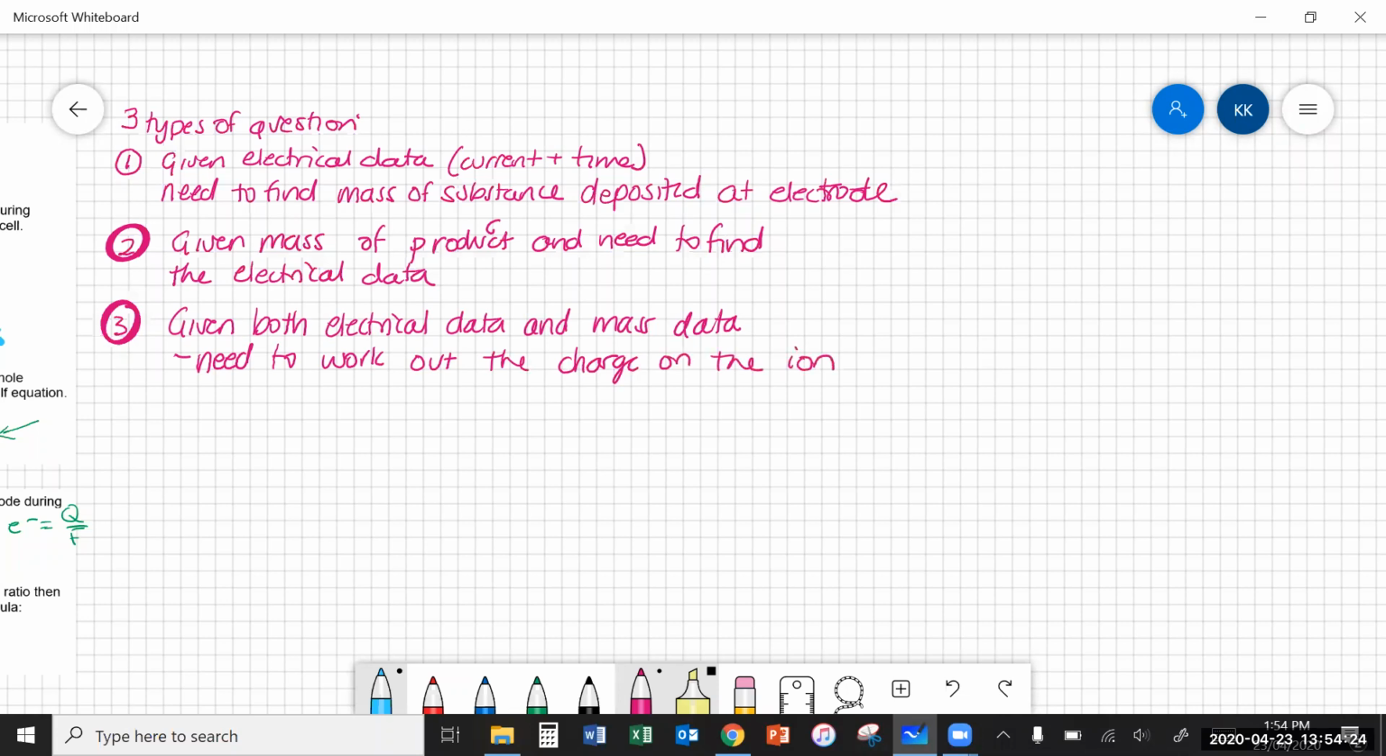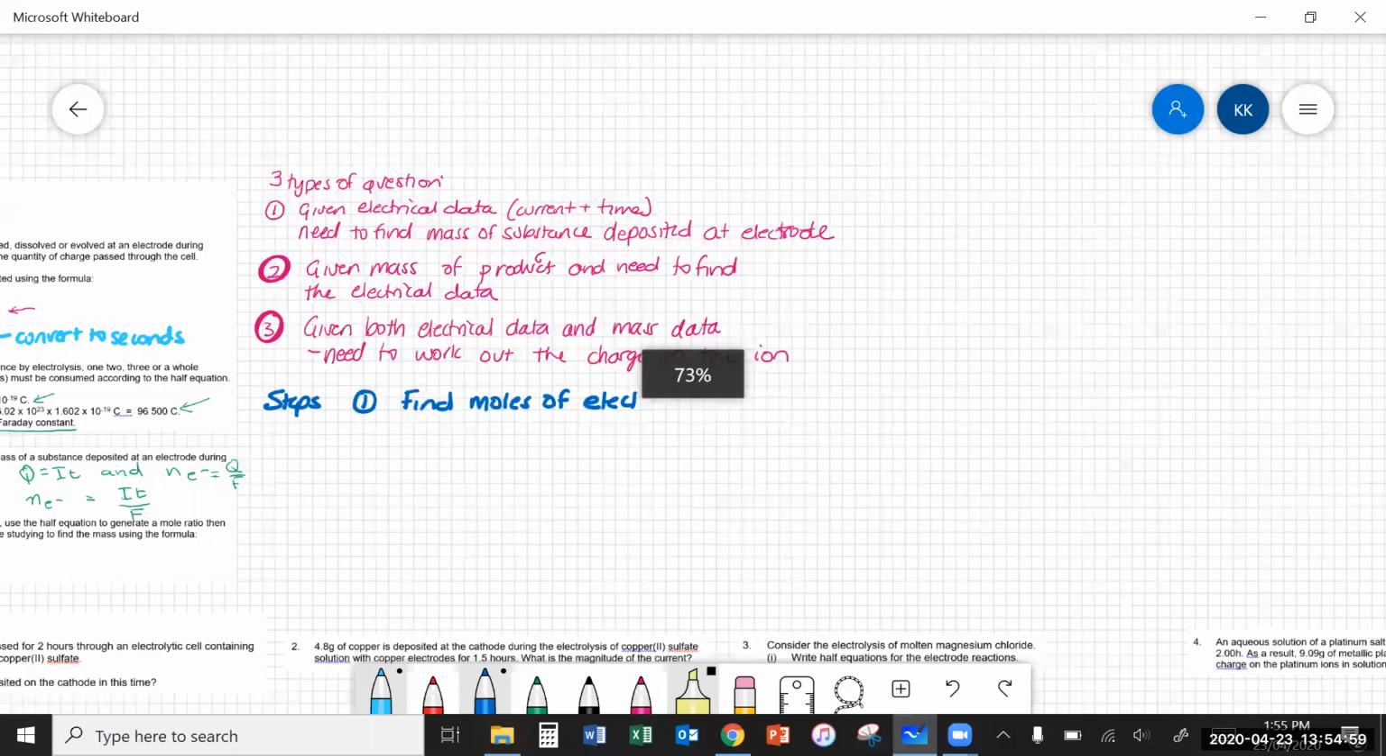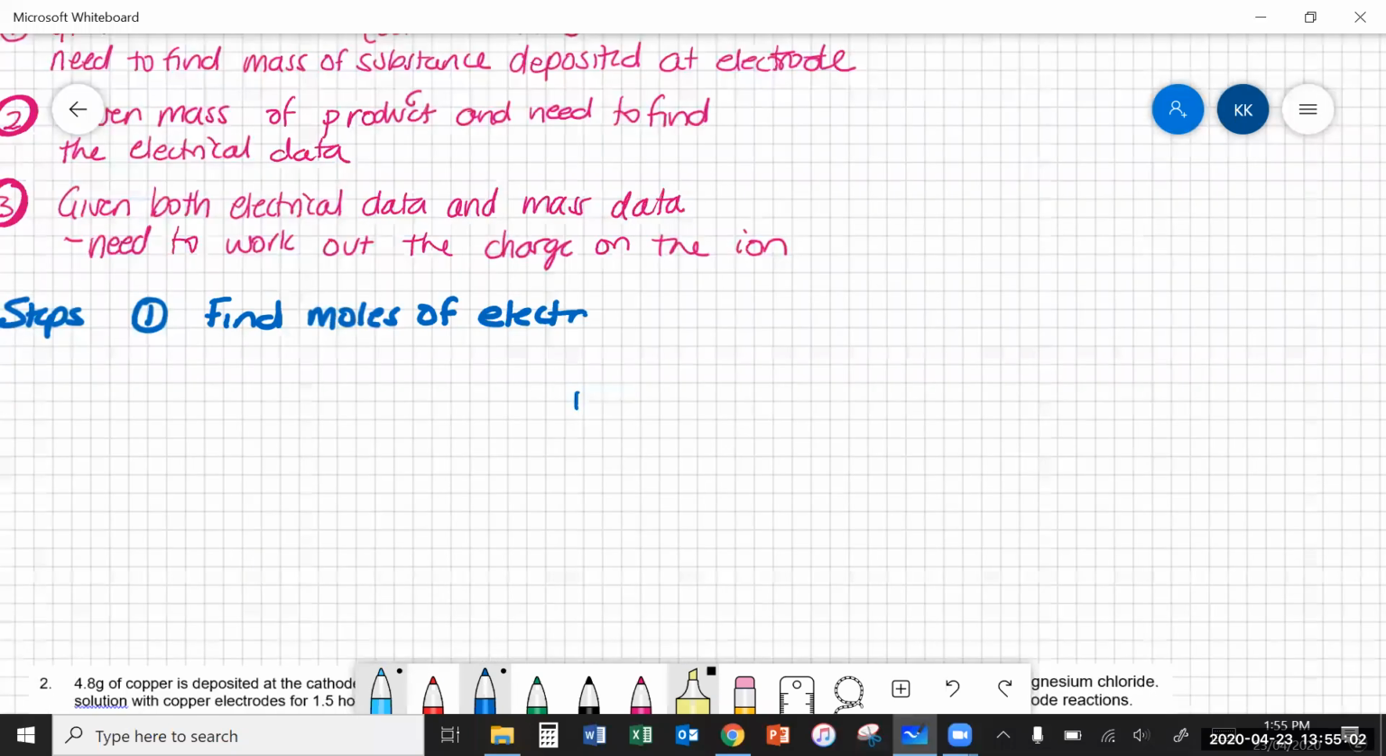Okay, so those are the three kinds of question that you can expect from this. And of course, I have an example of each type in our working. Generally, in all of this, you always have to find the moles of electrons. And that might be from electrical data.